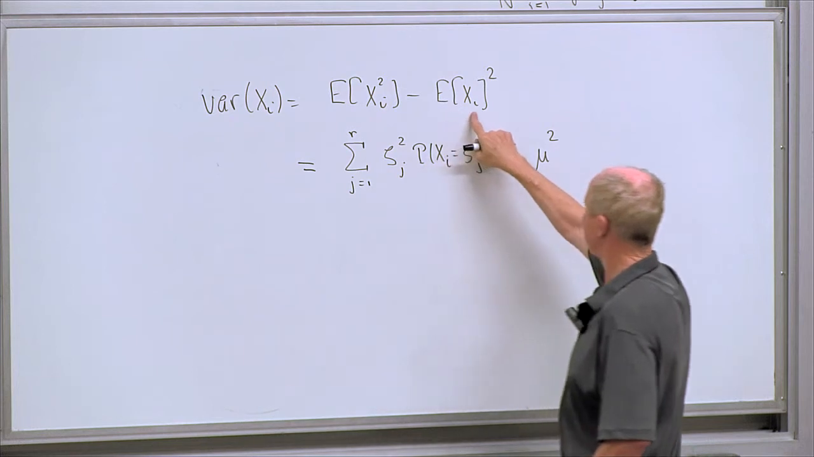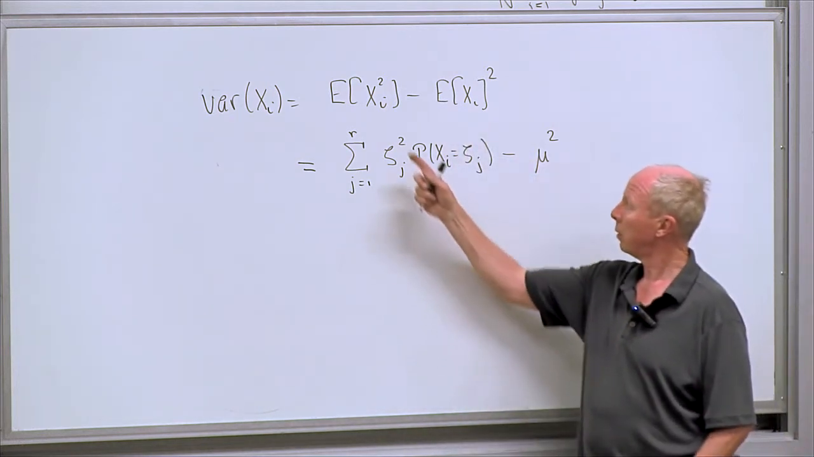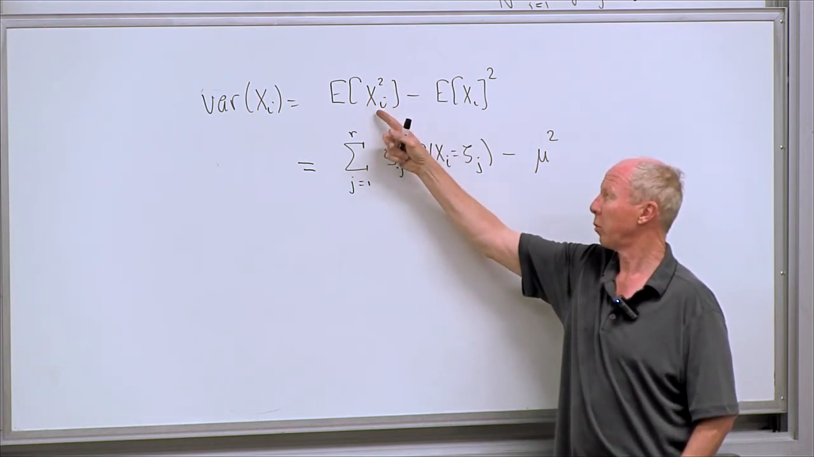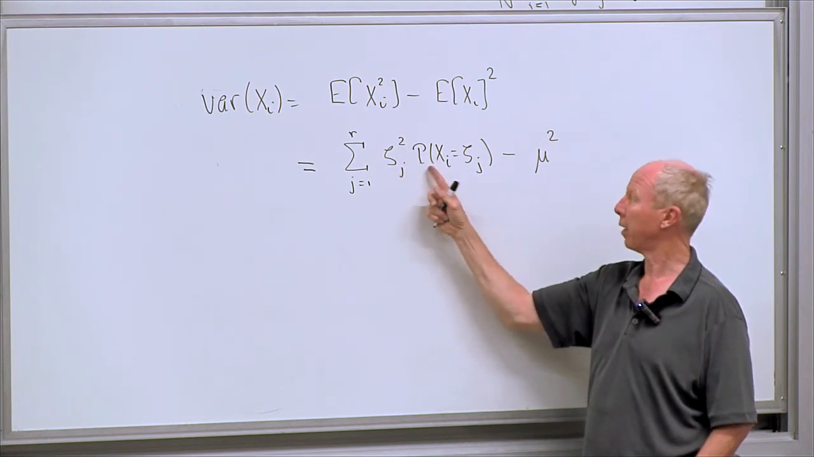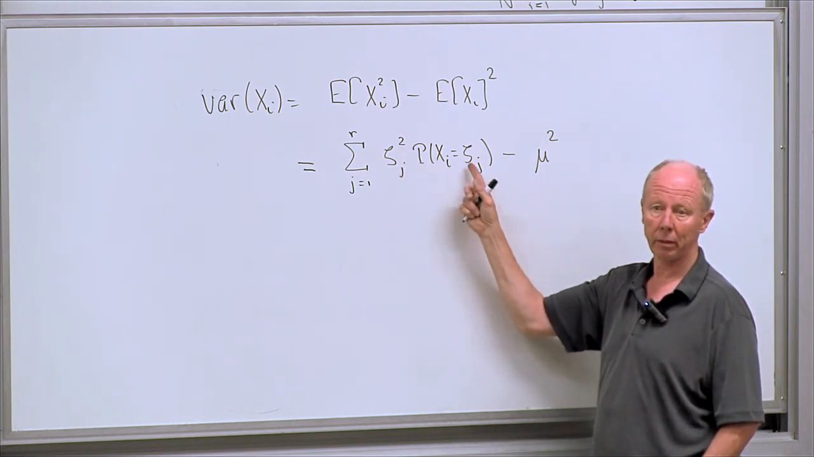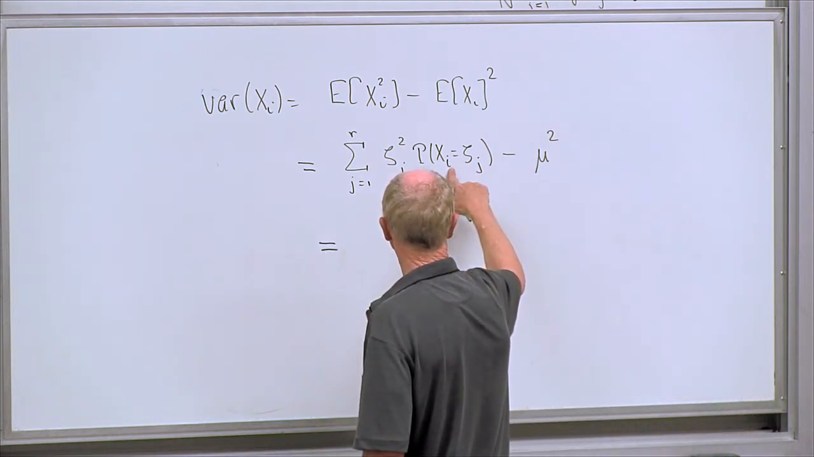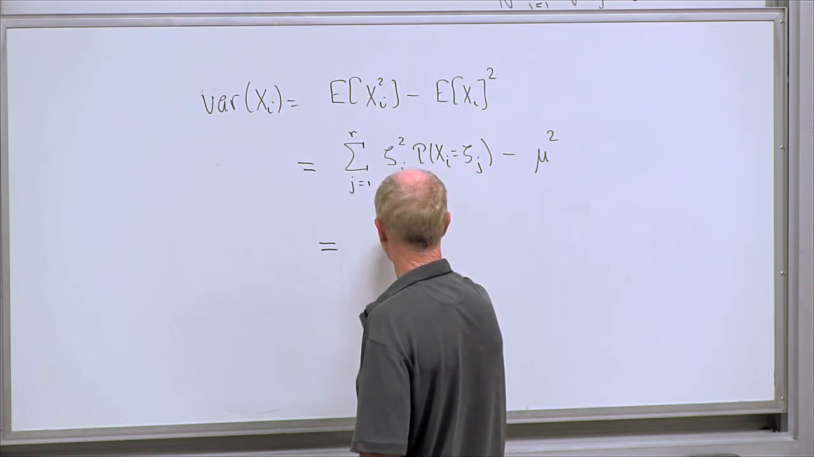We just found the expected value of xi is mu, so its square would be mu squared. And here, what do we do? We add up all the possible values that xi squared could have. What are those? Well, it's this, and then multiply times the probability that xi assumes that value. And now we just put in n sub j over capital N here. I'll write it this way.